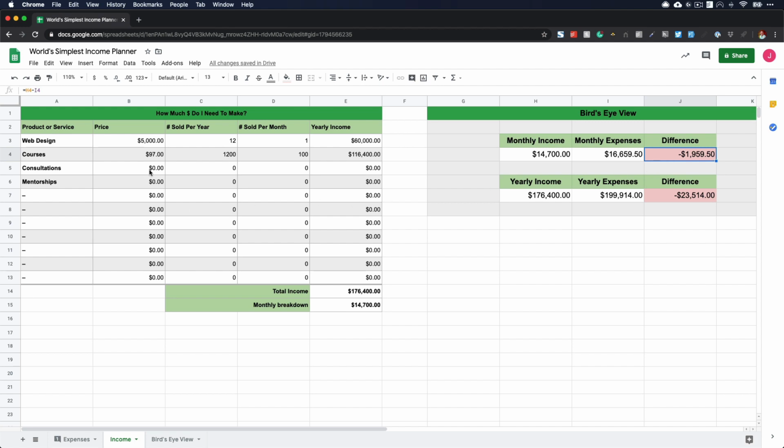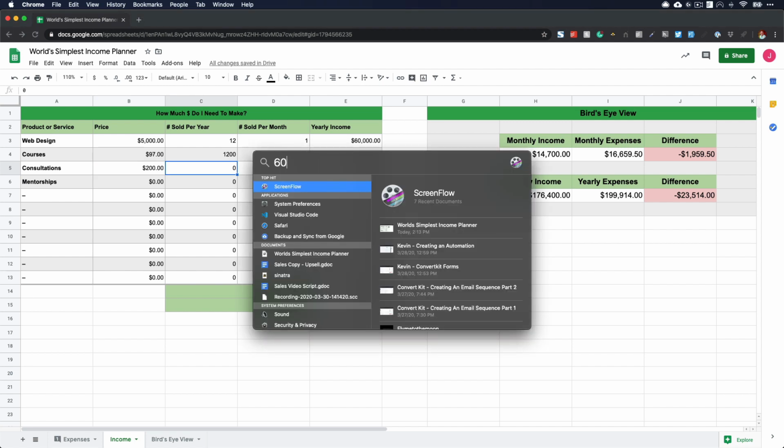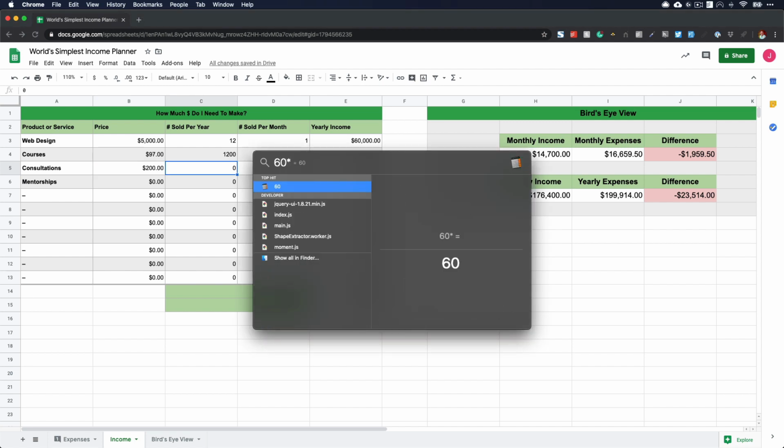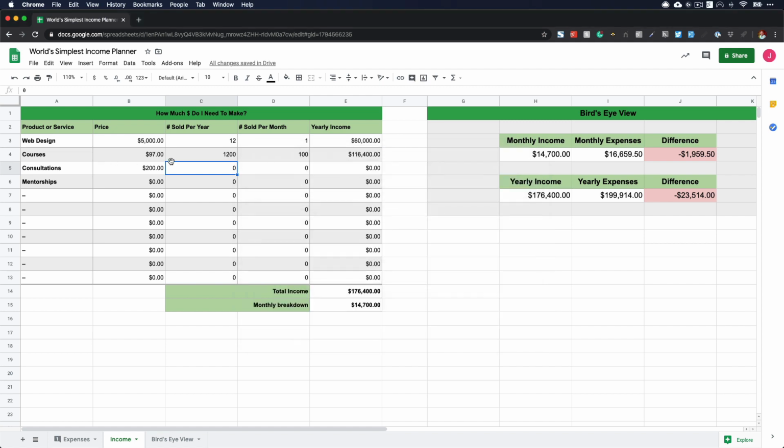Man, we need to offer some consultations. Let's say we offer it for $200 an hour. How many per year? Let's say I want to sell 60 per year. That's around 5 consultations per month. And we also offer a mentorship for $3,500. And we sell 12. That's 1 per month.